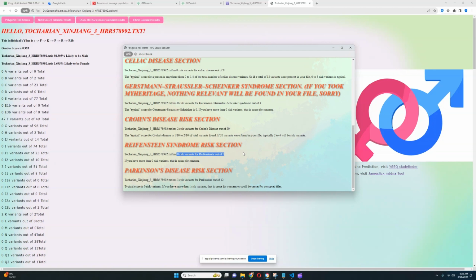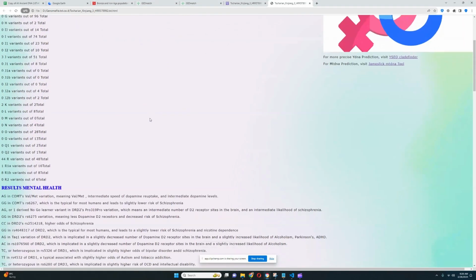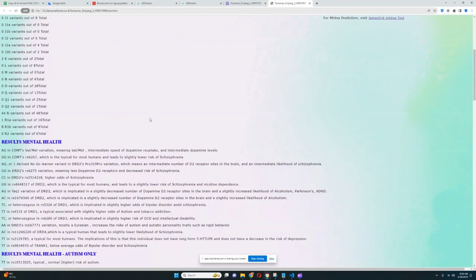0 for Reifenstein's out of 0, which is nothing was found, so I can't really say. But also pretty good. And 3 for Parkinson's out of 12, which is kind of concerning a little bit, but I can't really fact check that because I don't show the Parkinson's variants on the screen. All right, so let's go ahead and explore his results.